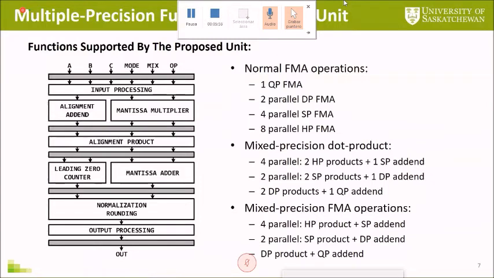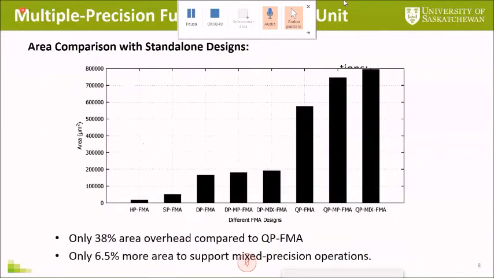Now, one big question is, if we include all operations into a single chip, we may lose performance. That's not the case. One quadruple, 128-bit FMA can be accommodated into this chip. If double precision is required, then our proposed unit can cover 2 parallel double precision FMAs. Similarly, 4 parallel single precision FMAs, 8 parallel half precision FMAs. So throughput-wise, we don't lose any throughput performance at all, whereas we can still cover quadruple, double, single and half precision. So this graph shows the area comparison with the standalone design.